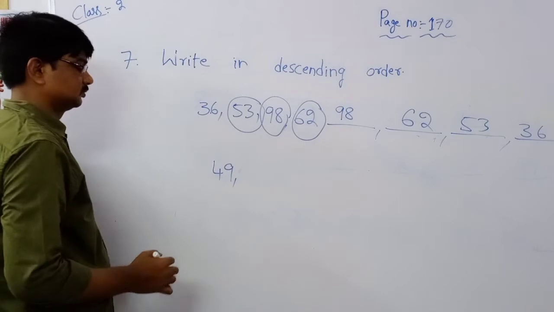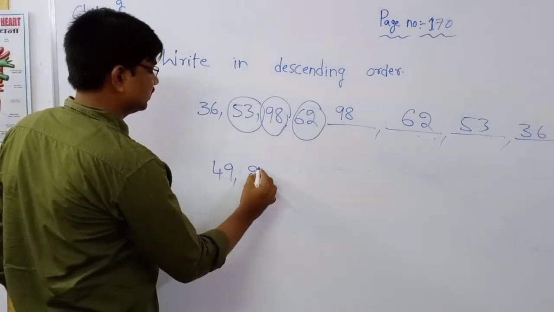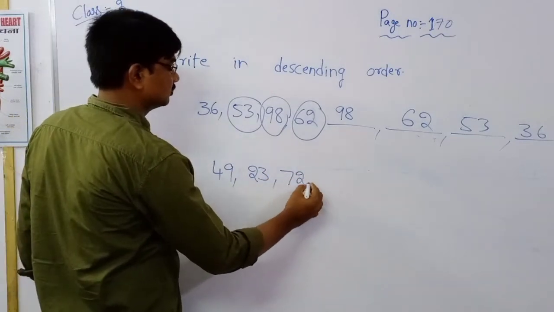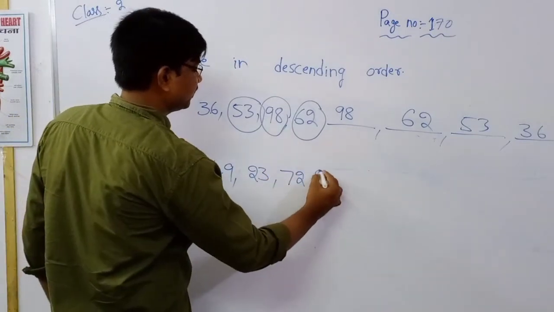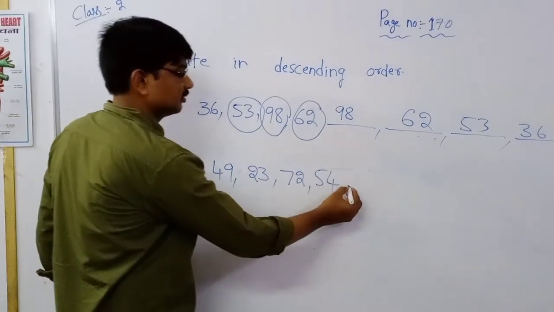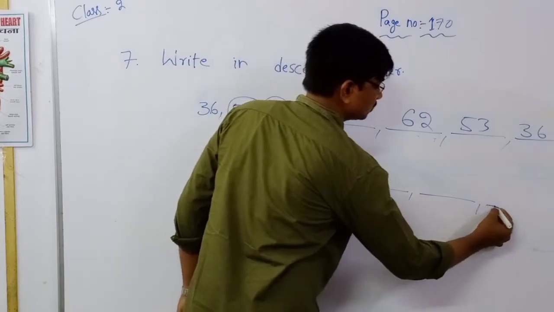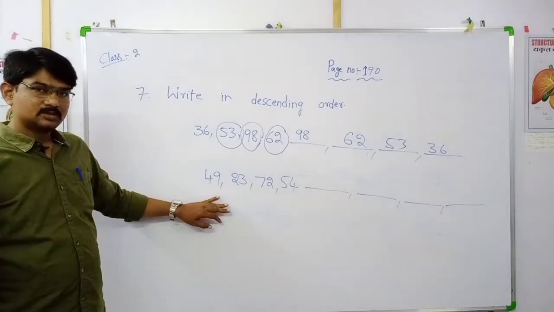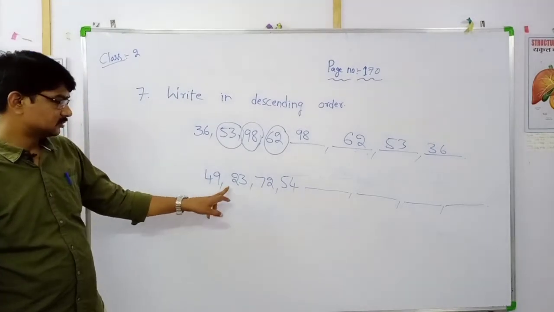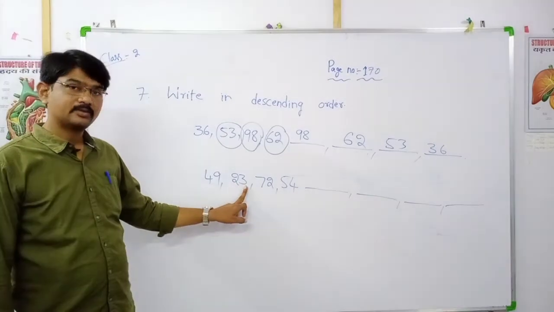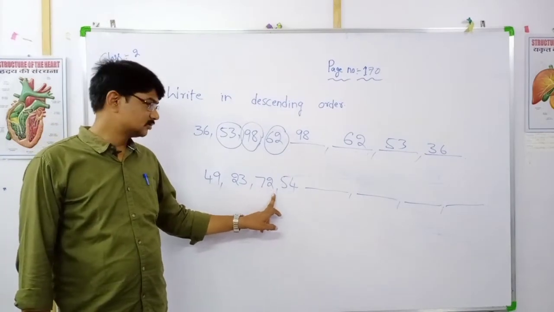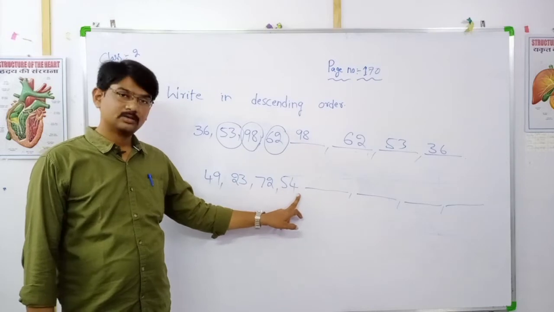49, 23, 72 and 54. Same, 1, 2. What are the numbers given here? 49, 23, 72, 54.